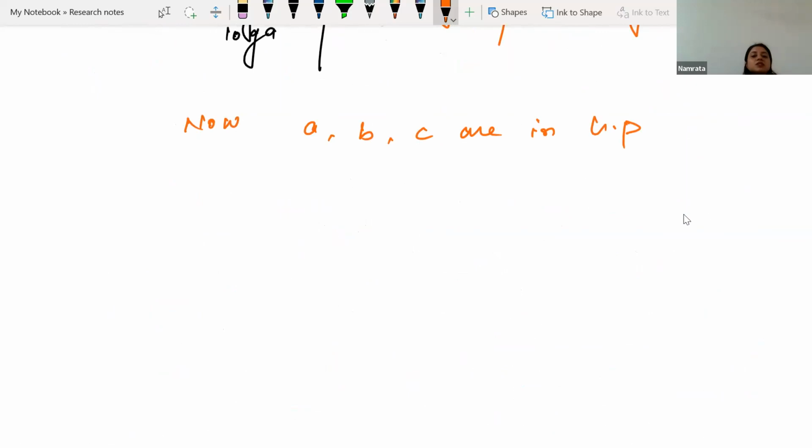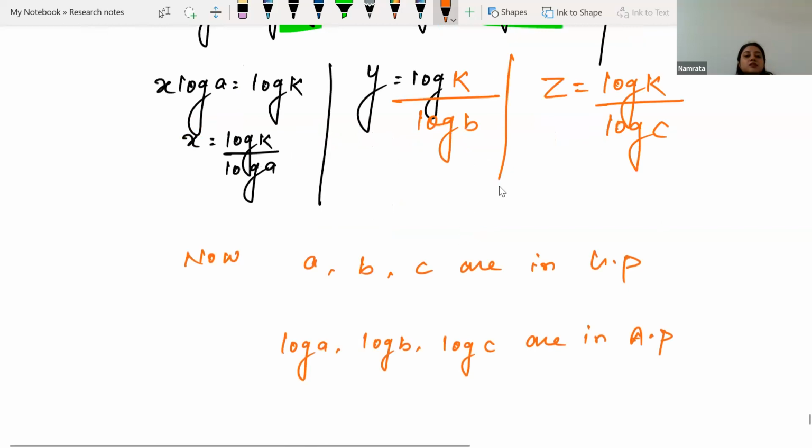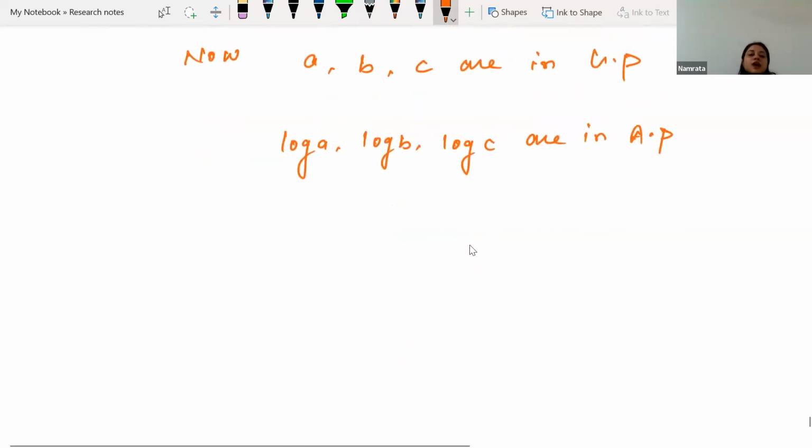Okay, so if A, B, C are in AP, can we say log A, log B, log C are in AP? Sorry, if A, B, C are in GP, then log A, log B, log C are in AP, right, Lita? Yes, ma'am. Right? Now we just have to make it like this. So we will be dividing each term by log k: log a by log k, log b by log k.